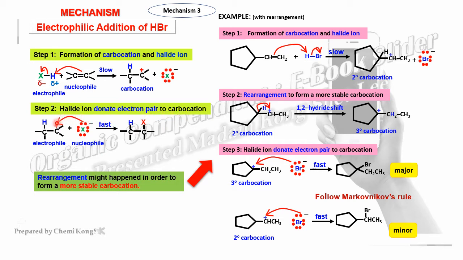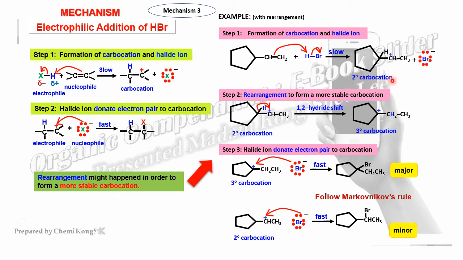It donates the lone pair to the carbocation. Now it forms haloalkane, which is a fast step. A new C-X bond is formed when bromine or the halide ion donates an electron pair to the carbocation and haloalkane is formed. Why are there 3 steps for this side? Because rearrangement might happen in order to form a more stable carbocation. Again, the carbon-carbon double bond, this is the pi electron of the double bond, attacks and attracts the hydrogen, forming the secondary carbocation. At the same time, the H-Br bond is breaking, which is a slow step, releasing the halide ion. In this case, it is bromide ion.